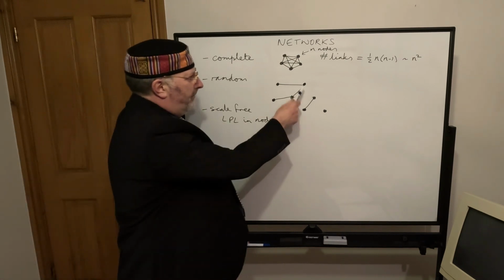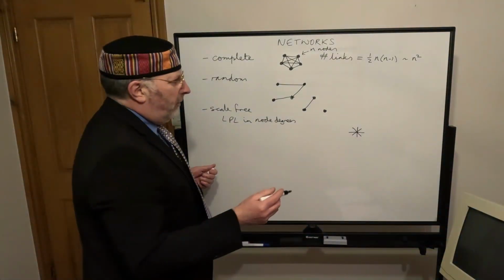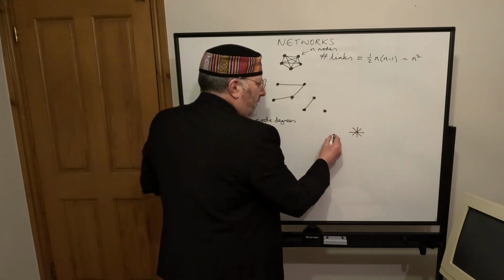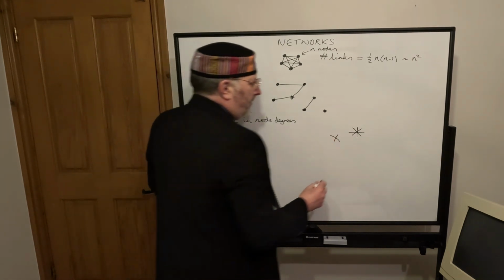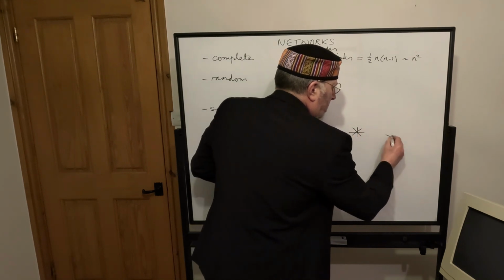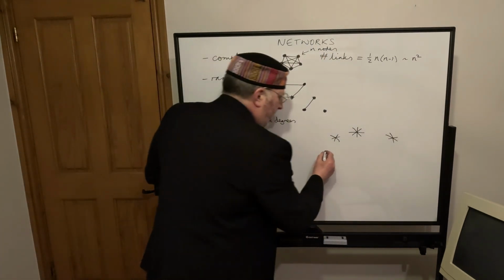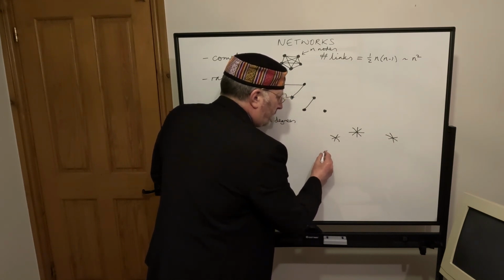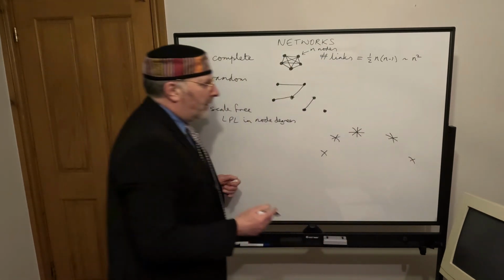So not now in the size of the components, but in the degrees of the nodes. So you'll have some nodes that are very well connected with high degrees, connected to many other nodes, and then some nodes that are less well connected, with lower degrees, and then many nodes that are not really connected very much at all. Let's say over here as well.